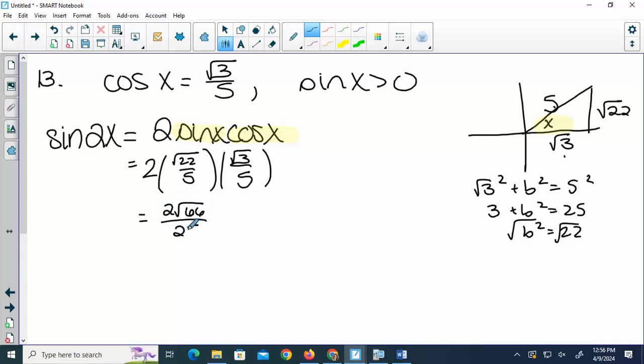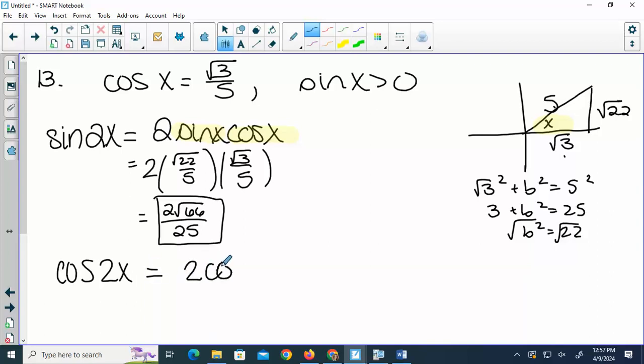5 times 5 is 25. Can we break down radical 66? No. So that is our answer. Cosine 2x we have 3 different formulas for, so you pick one. Let's say I did 2 cosine squared x minus 1.